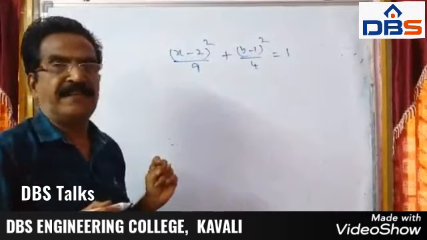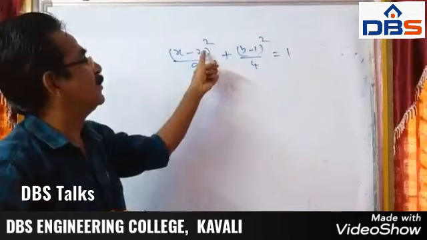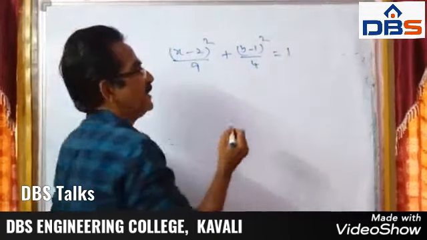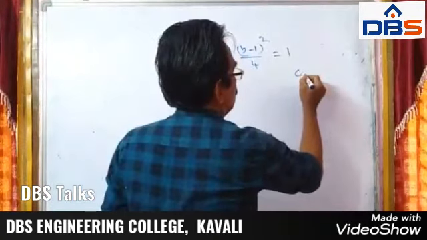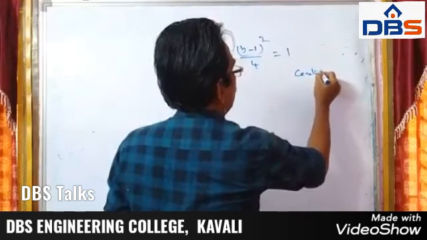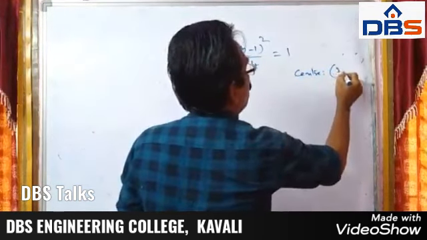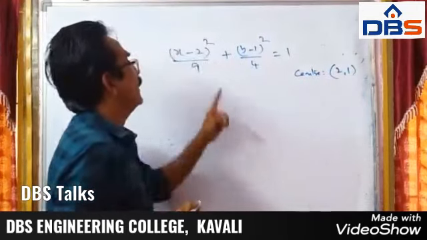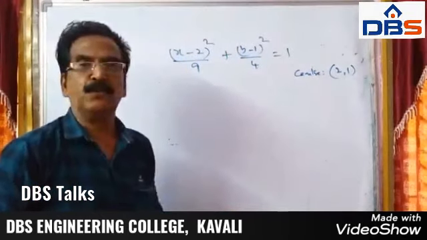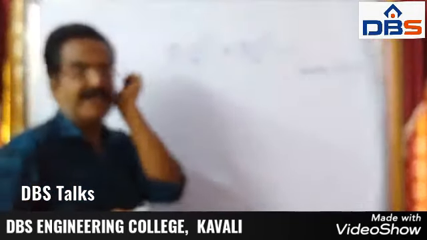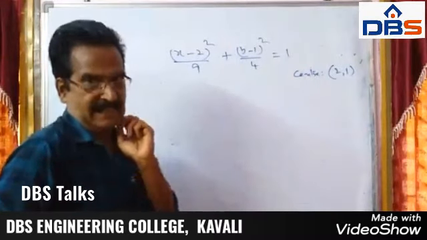So what is the center, friends? This is (x minus h) whole square, (y minus k) whole square. Center is known. h is 2, k is 1. Center is (2, 1). Then vertices.